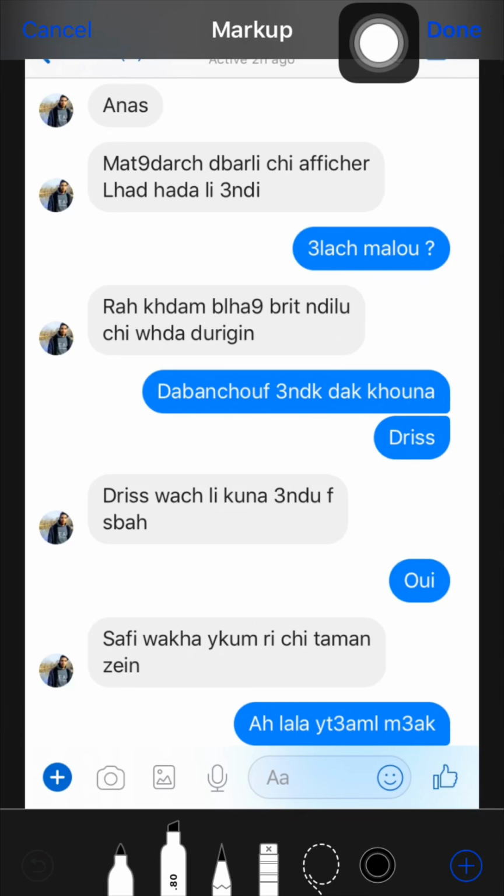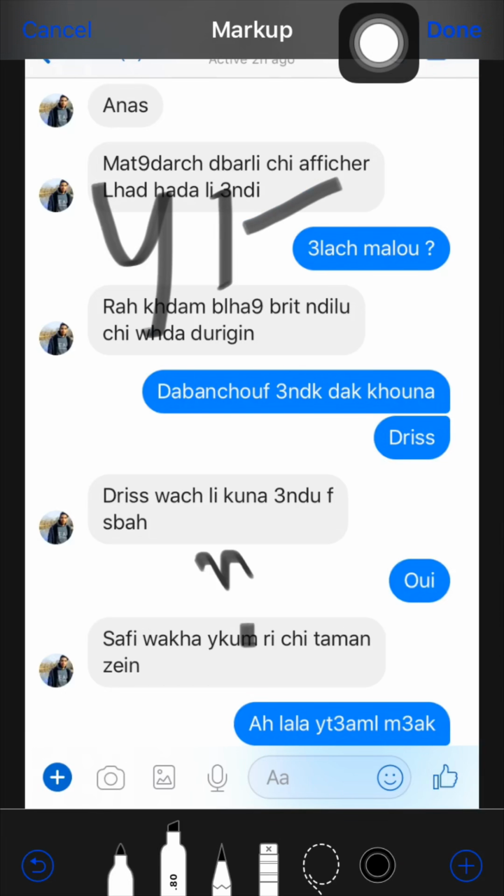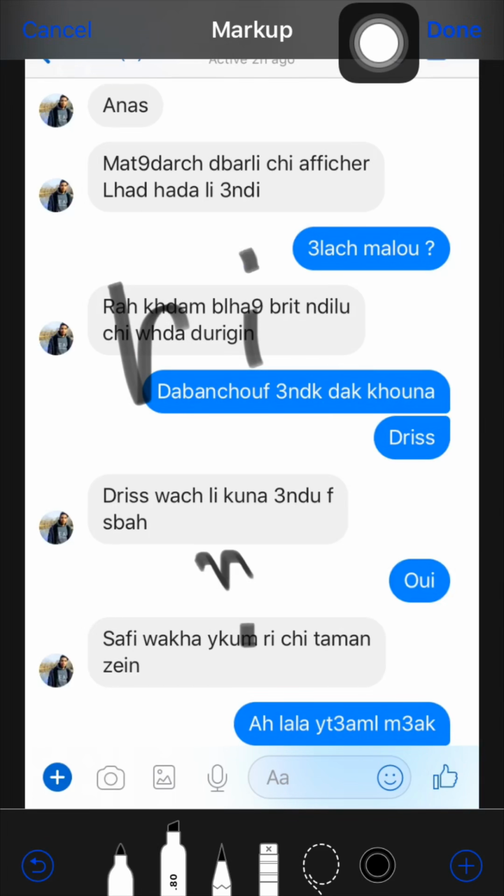Ikun, here there is a mistake. It should not be an M. It should be an N. It's just a writing mistake. So ikun means it will be. Ikun. It will be. Ri means only or just. She means some. Taman means price.